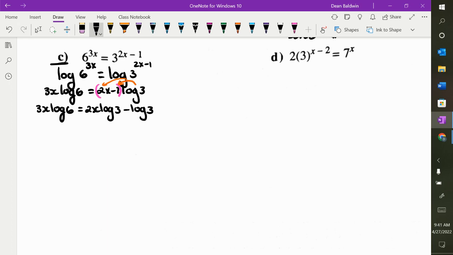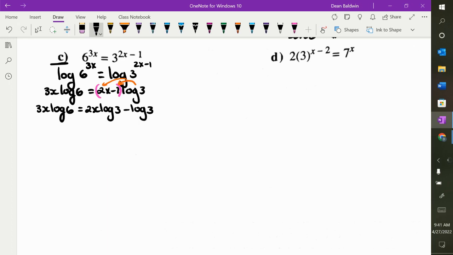Is everybody with me? Any questions so far? We're all good? Okay. Now it's an algebra problem. Grade 12 math is over. It's got logs in it, so it looks weird, but it's literally an algebra problem.